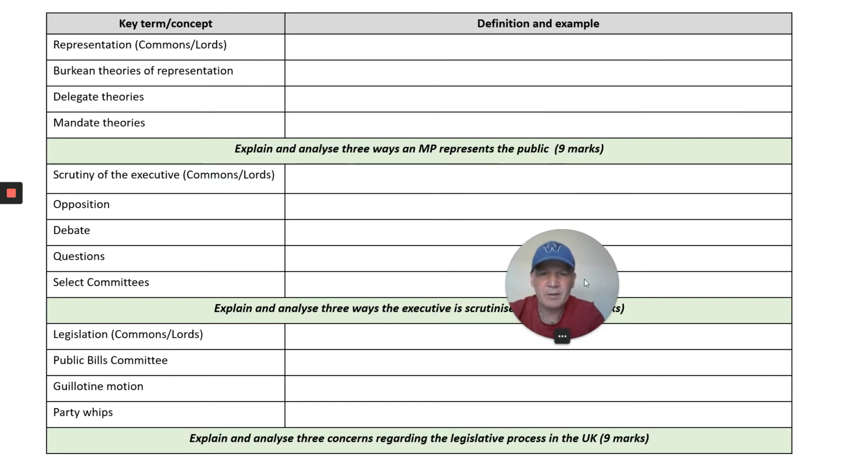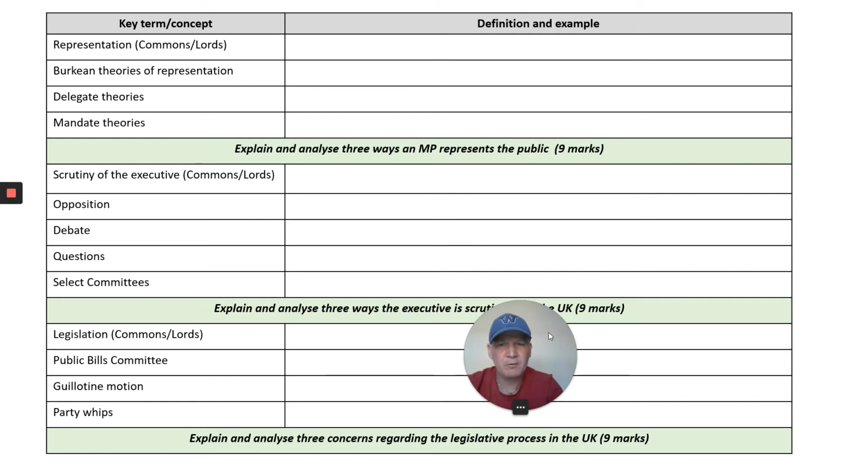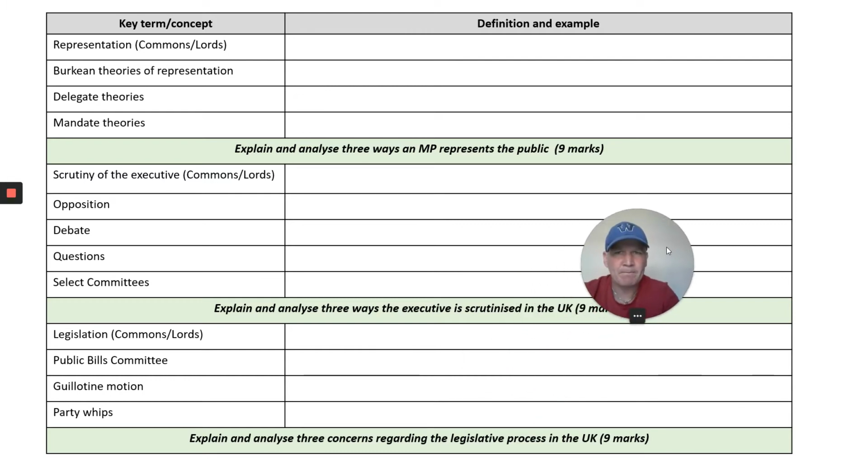And finally down here is to do with the legislative process, how laws are made, both in the Commons and the Lords, the role of the Public Bills Committee in the investigation, and also the role of the whips, which is important. Okay.